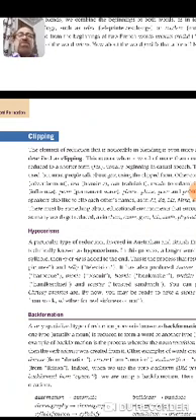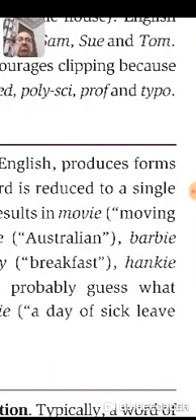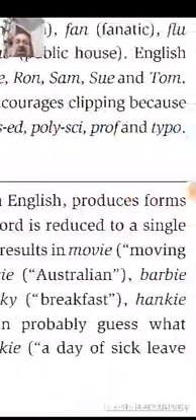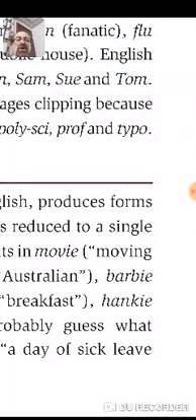A special type of clipping is hypocorism, where we make a very big word smaller and add Y or IE to the end. Let's see. Did you ever know that the word movie is the short form of moving picture? We take the first part and add IE to the end. Moving pictures: movie means film, the short form of moving pictures. We make the beginning of it and add IE here.